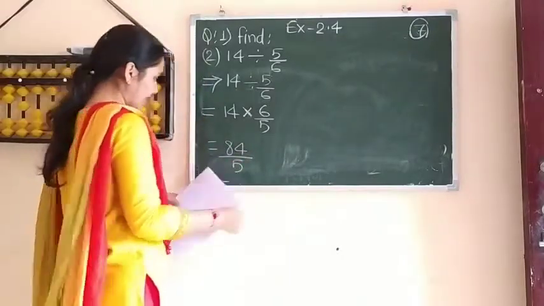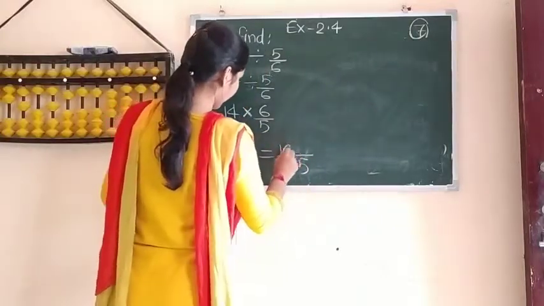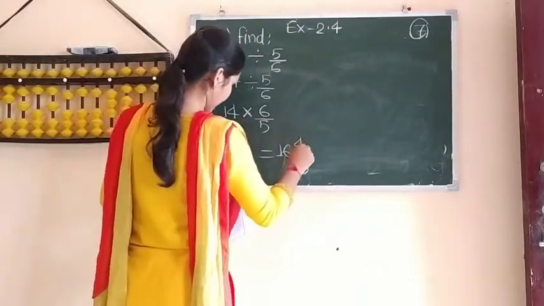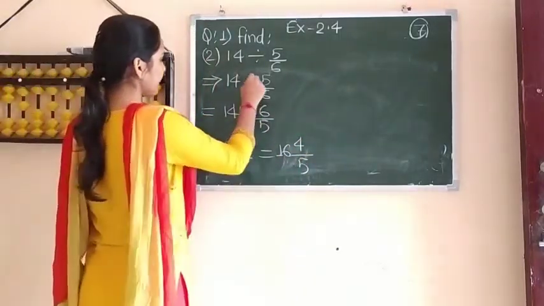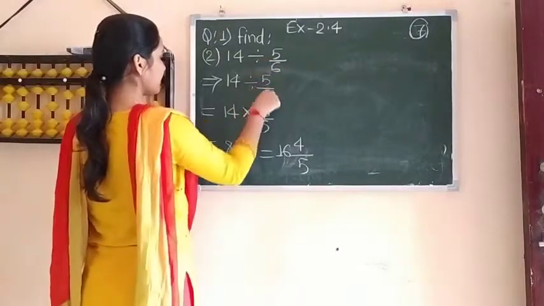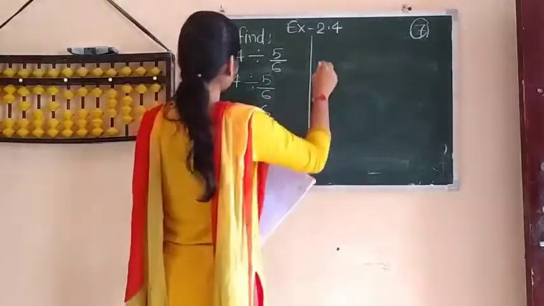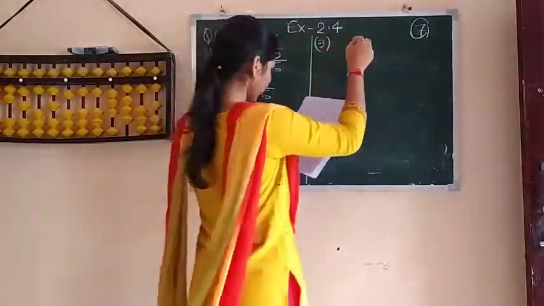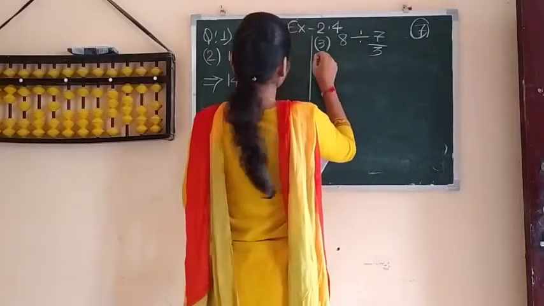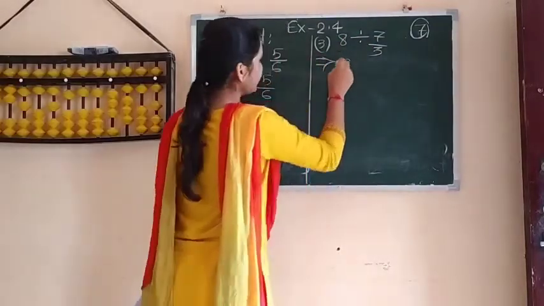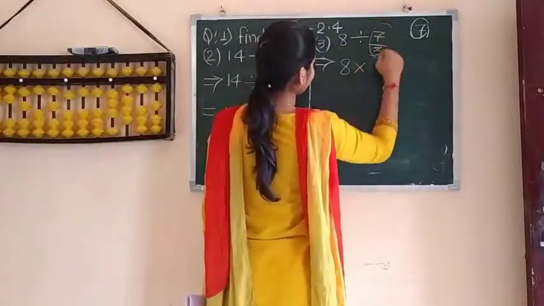Okay, if you want, you can write it into a mixed fraction, that is 5, 16, 5 are 80 and 80 plus 4 is 84. So this is the solution. What we have done, just replace this by multiplication sign and make the reciprocal of the given fraction. Now next, third one, 8 divided by 7 by 3. So how to solve this? Write down this 8 as it is. Okay, replace this by multiplication and make the reciprocal of this.